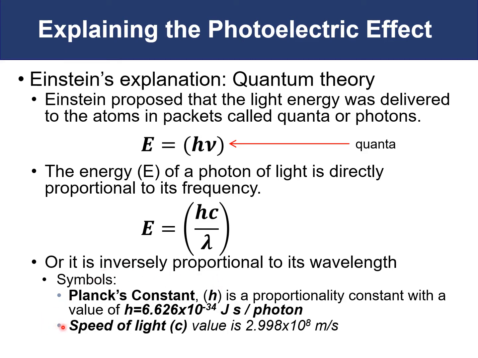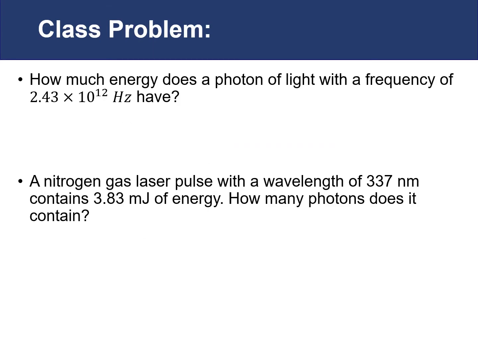Again, remember that the speed of light that we will be using is 2.998 times 10 to the 8th meters per second. Let's now look at a couple of problems relating frequency and energy as well as number of photons.